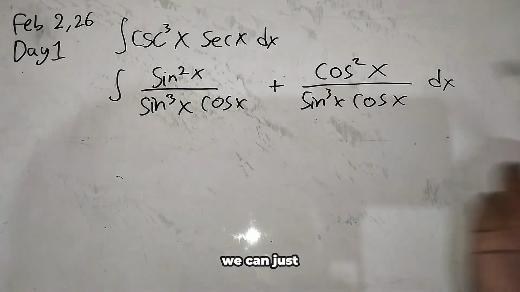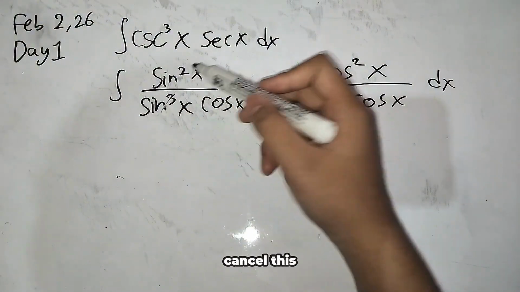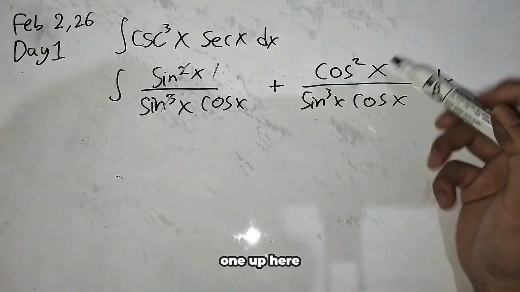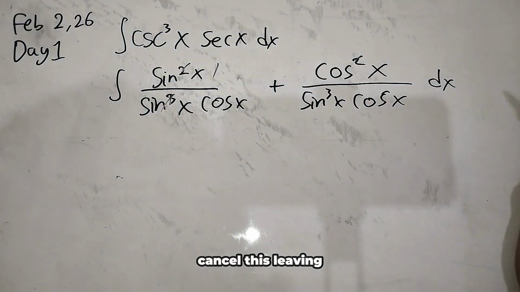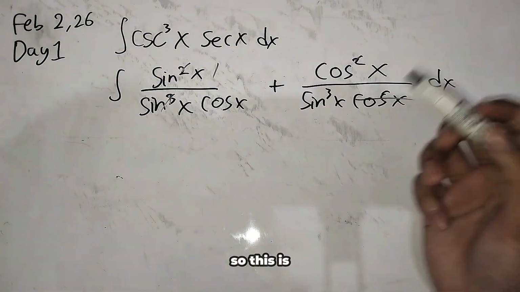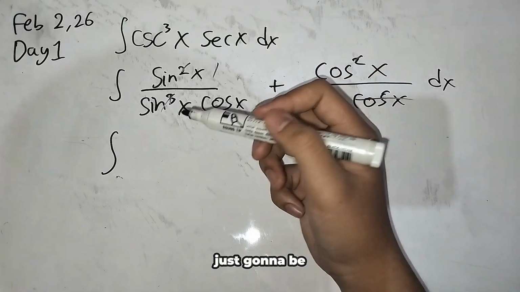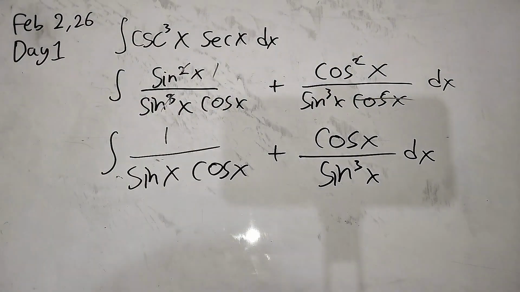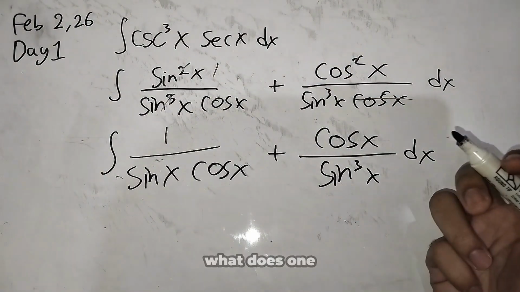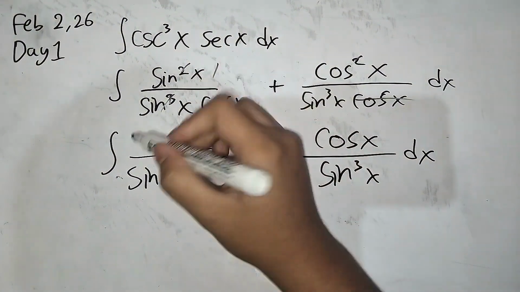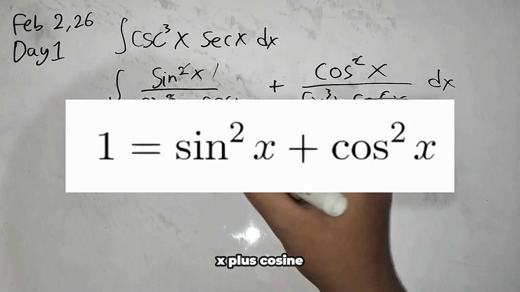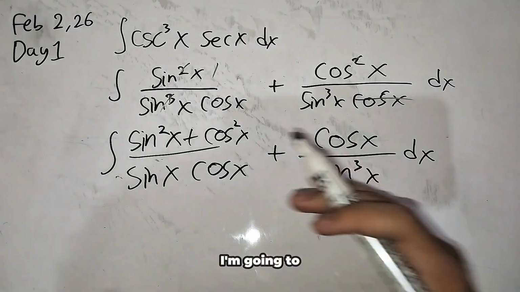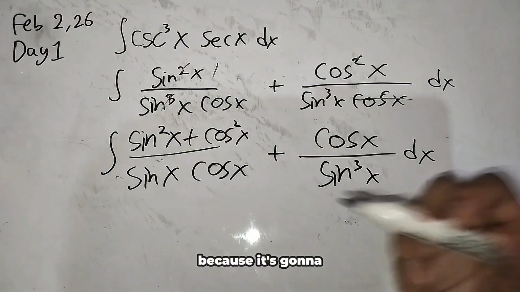Now we can cancel things out. We can cancel this, leaving us with 1 up here, and then we can cancel this, also this one. We can also cancel this, leaving us with just cosine dx. And then there's also a 1 here. What does 1 also equal to? It's also equal to sine squared x plus cosine squared x. I'm going to split that up too because it's going to be easier.